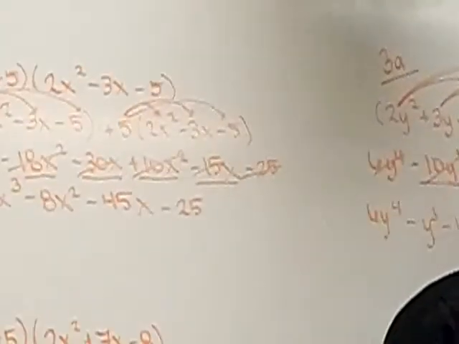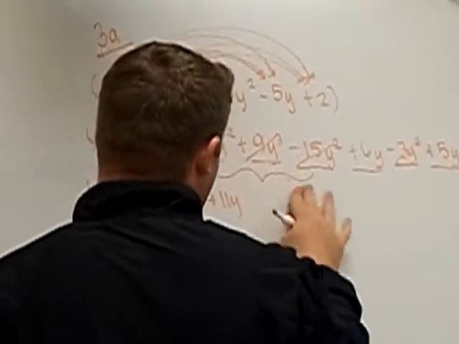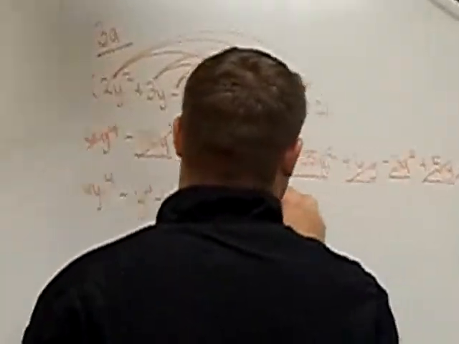Then you have a 6y and a 5y. Both positive. 6 plus 5 is 11. Plus 11y. Alright? And then you're left with minus 2. That's it.